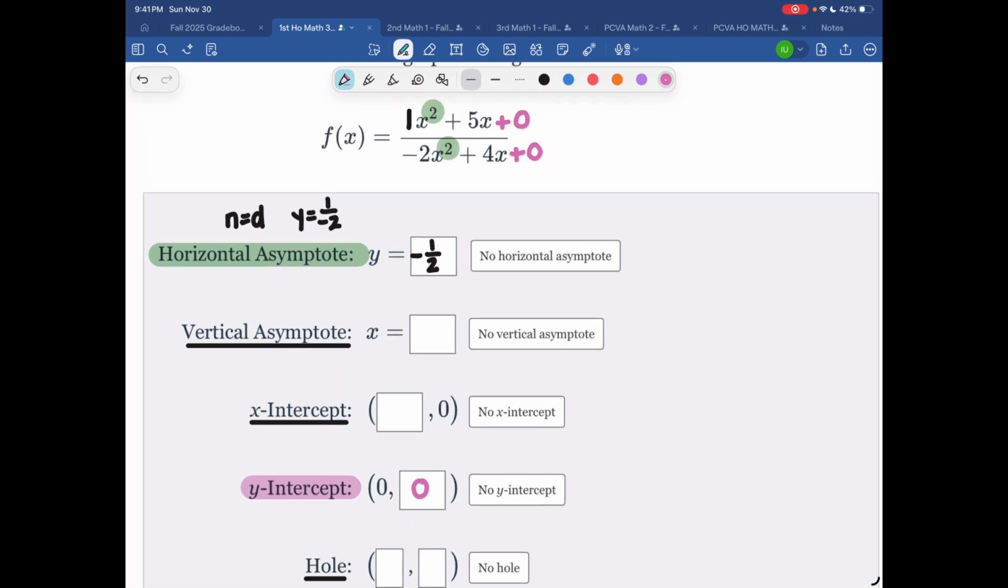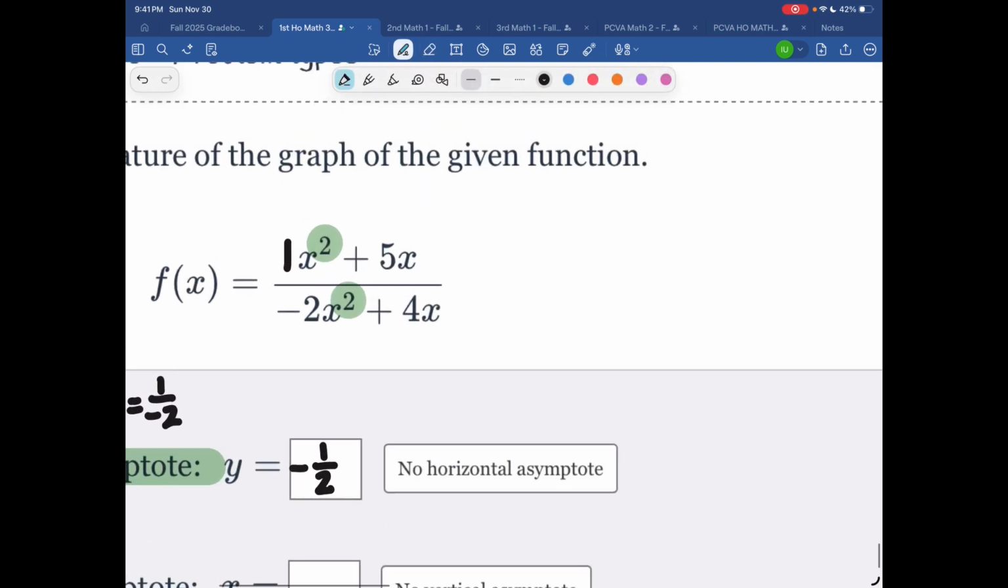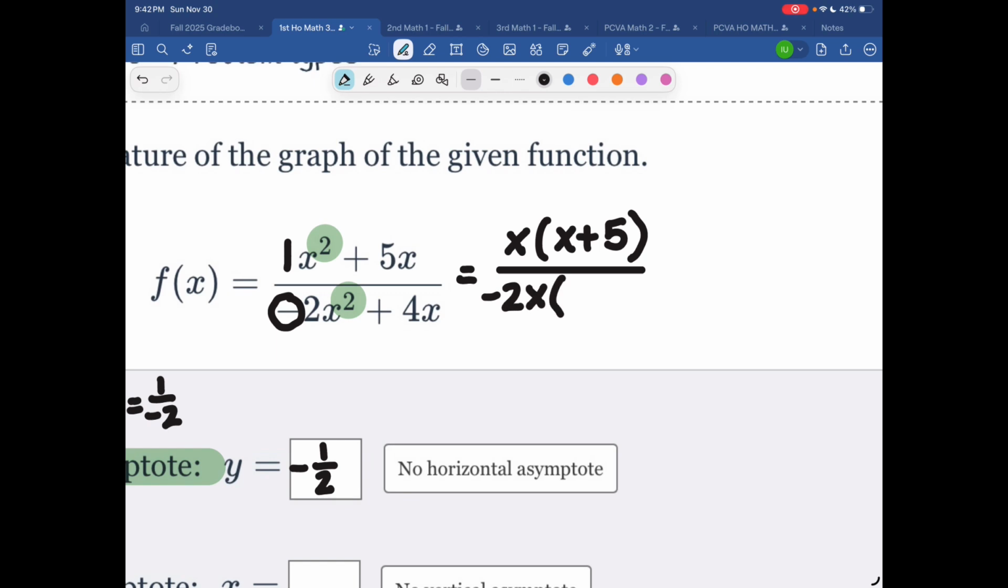All right, so the rest of these, in order to complete them, we're going to need to actually factor. So let's factor this. First part, we should see that there's a GCF. We have x plus 5 in the top, which can't be factored any further. And then in the bottom, we have -2x squared plus 4x. Because of the negative in front, I would pull the GCF of -2x out, and that's going to leave me with positive x minus 2.